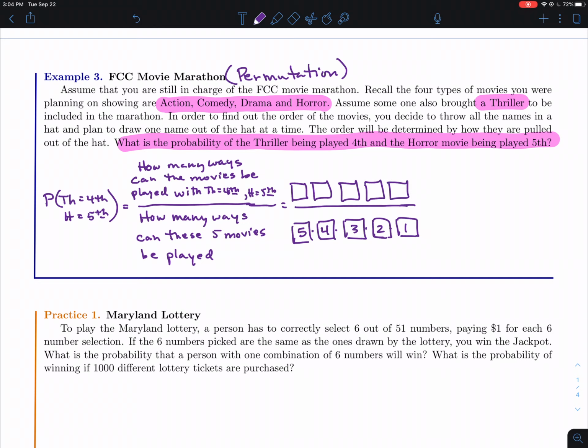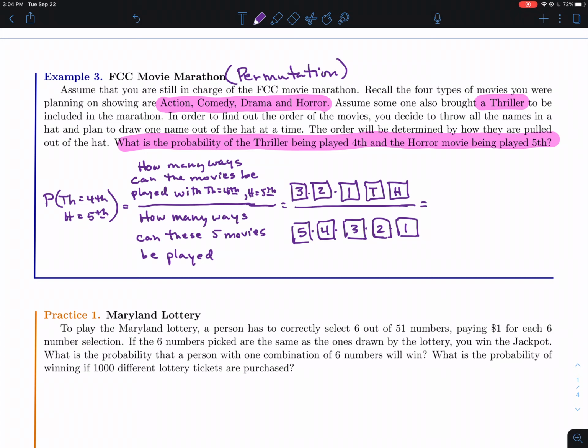But in this case, what we've done is we've already said, well, the thriller we're going to put in the 4th position, the horror movie we're going to put in at the 5th position, and so we really only have control over those first 3 positions. So keep in mind, even though there's 5 movies total, we've already used 2 of them. So when I say how many choices do I have for what goes in that first box, there's just 3, because we've already placed the thriller and the horror. We know where they're going. So it just leaves us 3 choices for what can go in the first, then 2 choices for the second, and then finally 1 choice for the 3rd position.